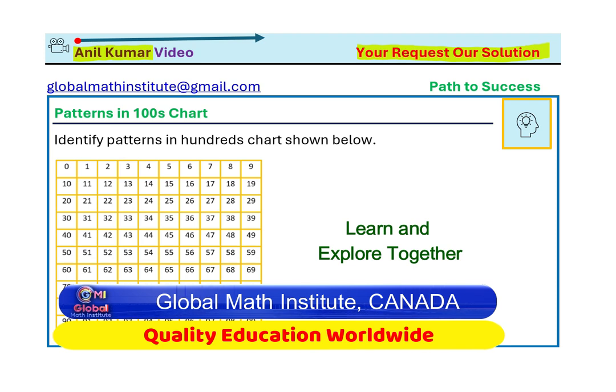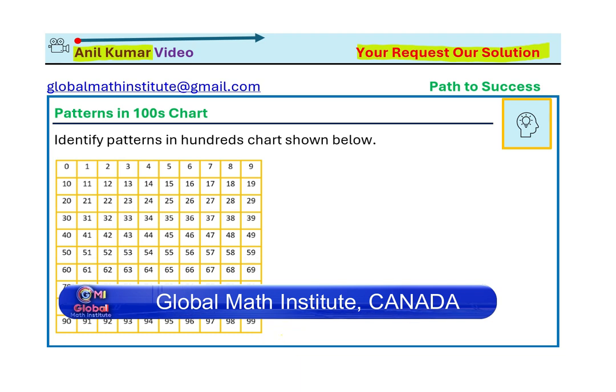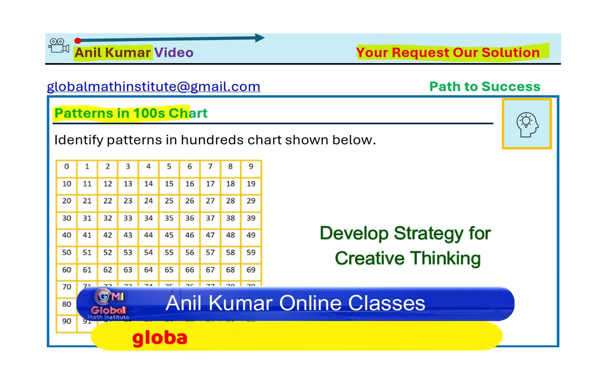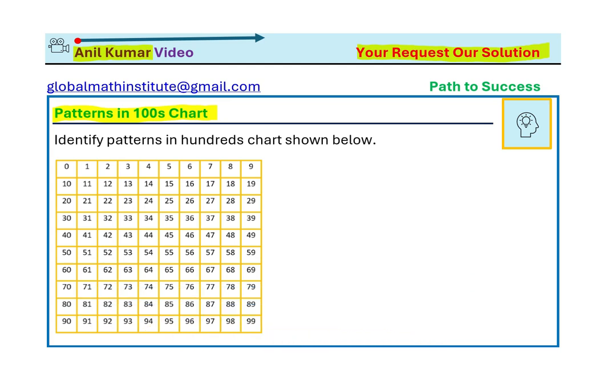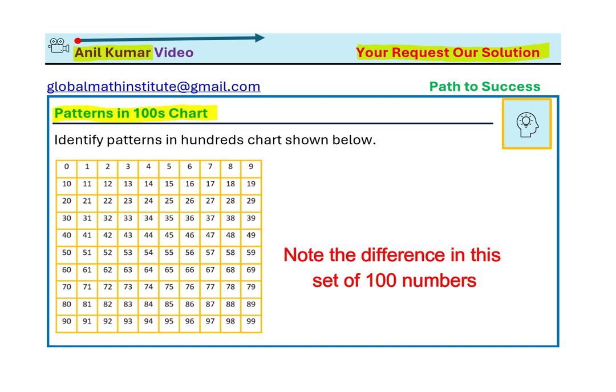In this particular video, the objective is to understand the patterns in the hundreds chart. Whenever we begin with patterns, this is normally the first thing to learn for most students, the first 100 numbers. Now, we have a chart here which actually begins with 0 and not 1. So it is slightly different from what we had been seeing. I hope you'll find this very interesting.